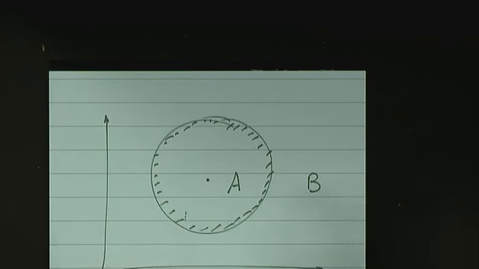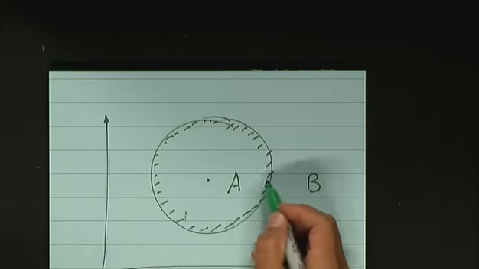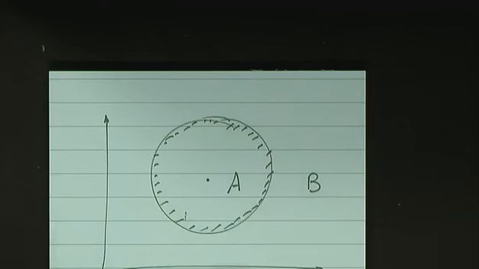So, the typical convention we use here is that the shaded side is the side that it belongs to. In this case we say everything on the boundary belongs to A. Every point on the boundary does not belong to B. Then I can look at this and test accordingly.